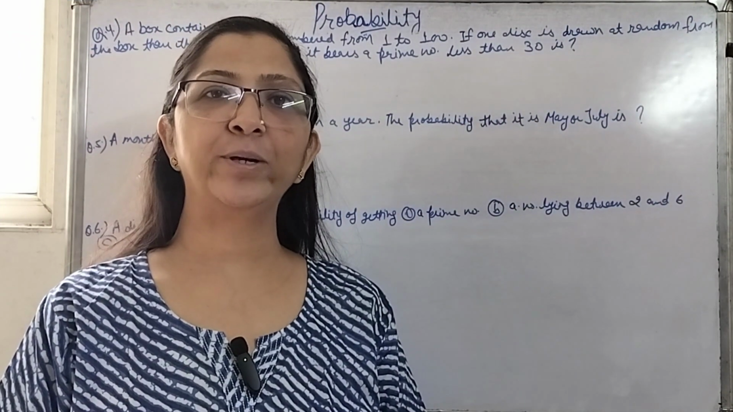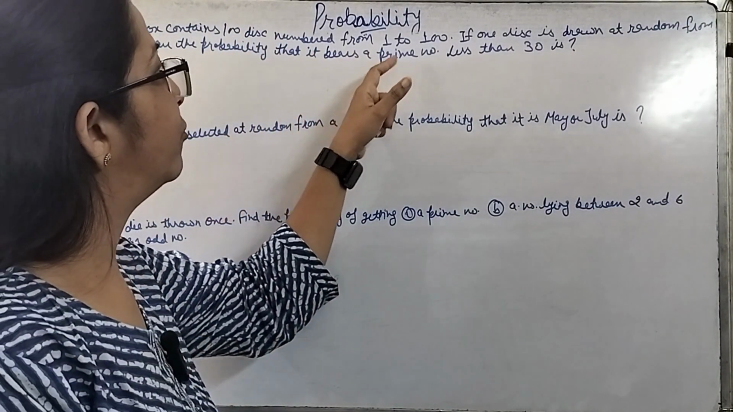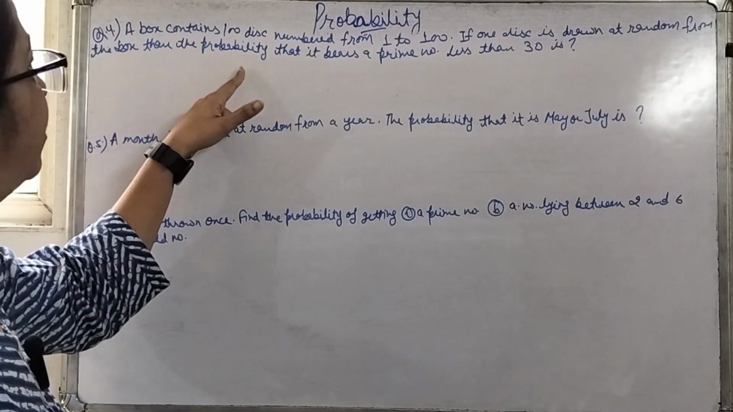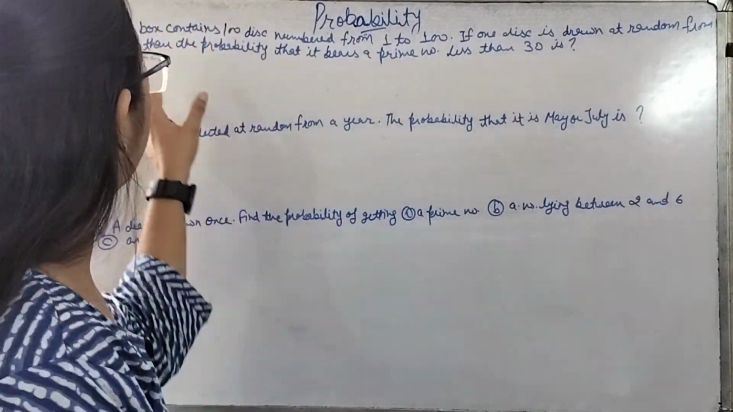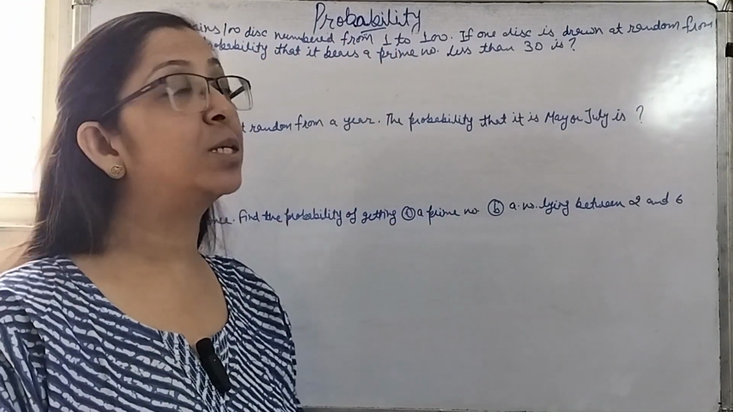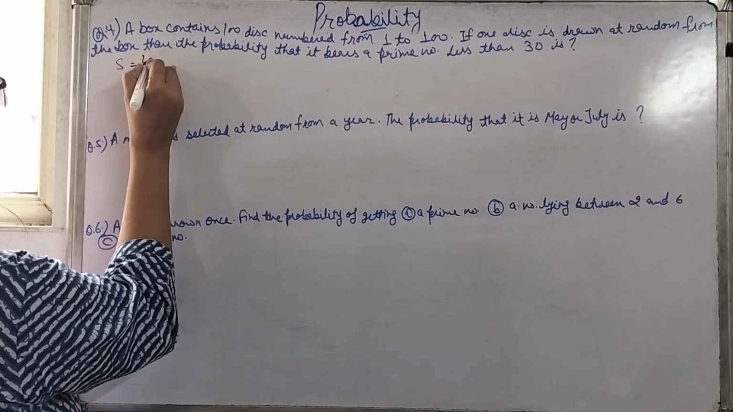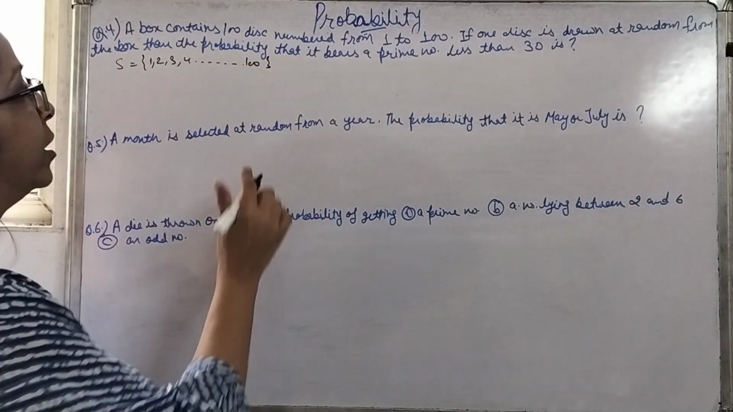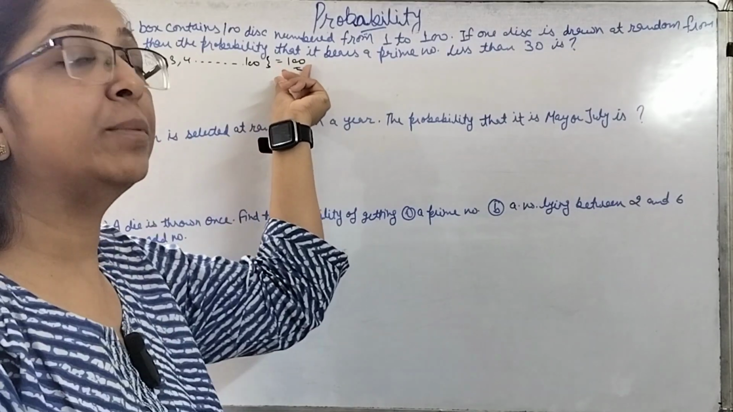Now let's see the next three questions. A box contains 100 discs numbered from 1 to 100. If one disc is drawn at random from the box, then the probability that it bears a prime number less than 30 is. So a box contains 100 discs numbered from 1 to 100. What could the possible outcomes be? The sample space could be 1, 2, 3, any number till 100. That means total 100 possible outcomes are there.